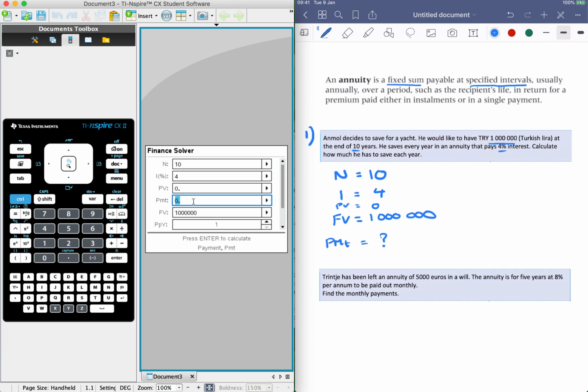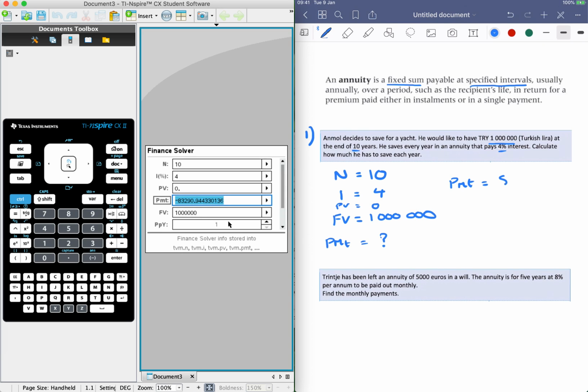So the payment is what we want, so we're going to hit enter. We've got to scroll up to that box, hit enter, and it tells us that he needs to save. The negative is how much he's outputting in order to achieve the million. The negative is something I'm going to ignore for now, because it's implicit in what we're saying.